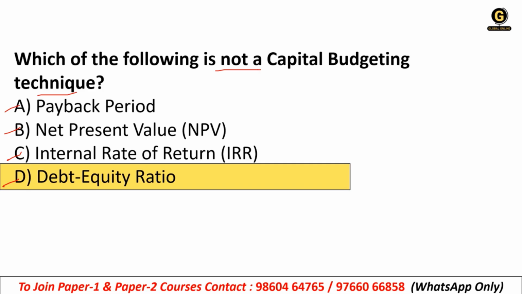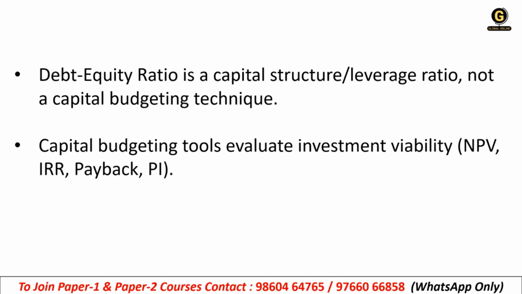Okay, the debt equity ratio is among the financial ratios that we have discussed, but this is not the thing here. See, the debt equity ratio is a capital structure or leverage ratio, not a capital budgeting technique. Correct. So capital budgeting tools evaluate investment viability, like NPV, IRR, payback, PI. These are the techniques to solve the capital budgeting questions. Clear? So these all we will be discussing.